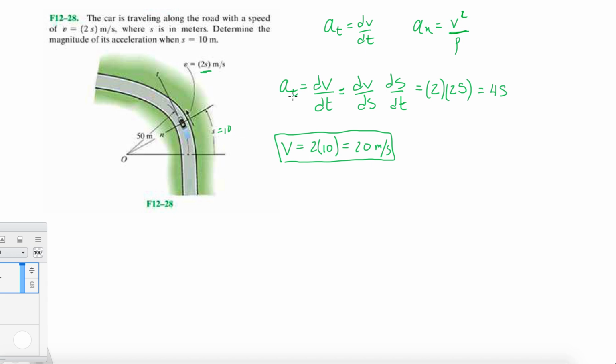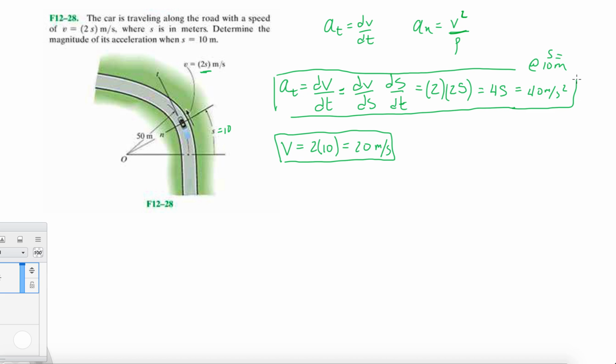And then my acceleration in the tangential direction, when s equals 10 meters, there are so many s's here, so 4 times s, we're going to get 40 meters per second squared. So 40 meters per second squared for the tangential acceleration. We have our velocity at that moment of time when you're crossing that 10 meter mark.